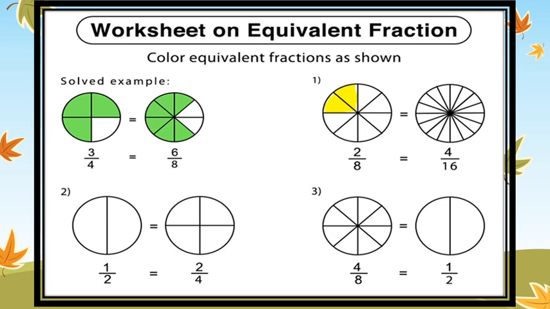And in the next figure, how many are to be shaded? 4 out of 16 parts. 1, 2, 3 and 4.